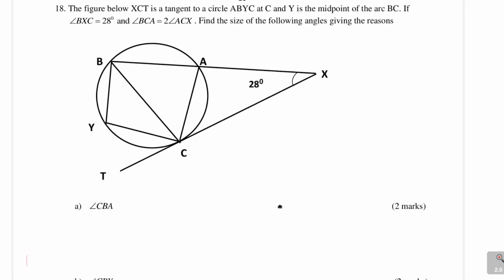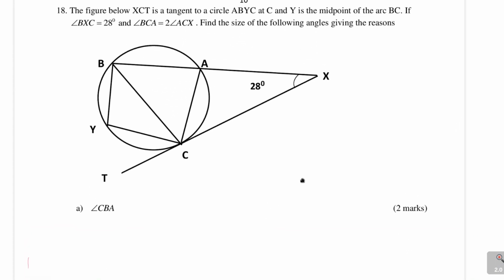So we go to the first part, CBA. The best thing to do when solving this question is first to use all the properties that you know. Always ensure that you are cognizant of all the angle properties of a circle. Fill in all the angles that you can, and then after that, you can go to the questions. So let me read through what you're given.